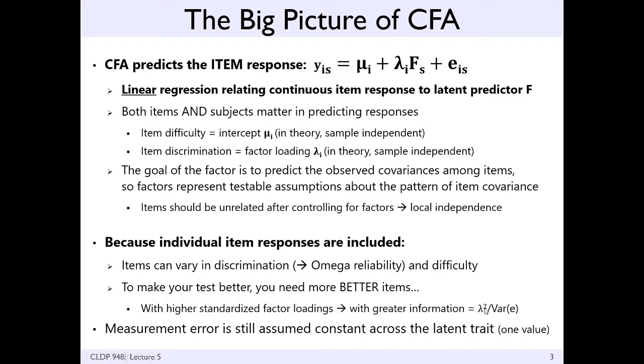Because items with stronger slopes are better, that translates into an assumption of constant reliability across the trait. So I showed you how to compute omega, right? You get one number that's supposed to summarize the entire trait's reliability. That's not going to be true anymore either. So those are some big conceptual differences between where we're headed and where we've been, this idea that you can have an item be better for everyone.